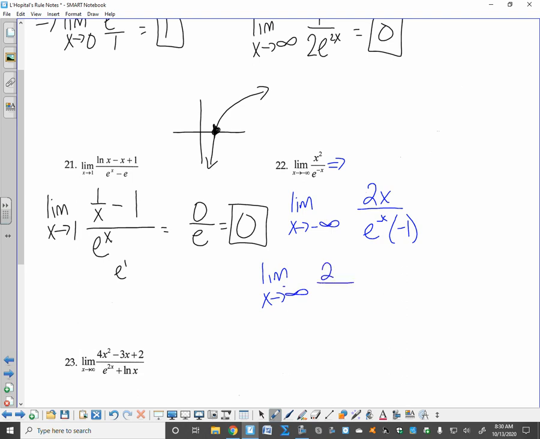top would be a 2, and the bottom's going to be e to the negative x times negative 1 times negative 1, because I have to do the derivative of the up again. So that would be a positive 1. And now I can head towards negative infinity. So this is now 2 over e to the infinity, which is 2 over infinity, which is not indeterminate form. 2 over a very, very large denominator is headed towards a 0.